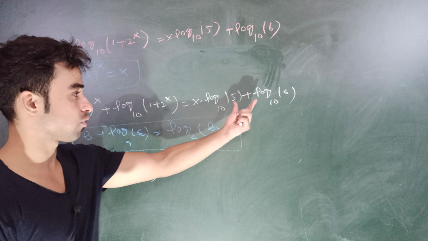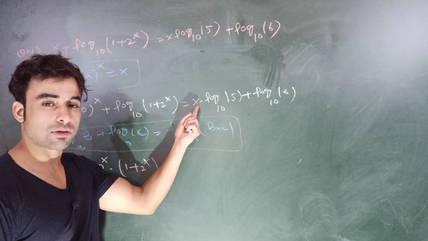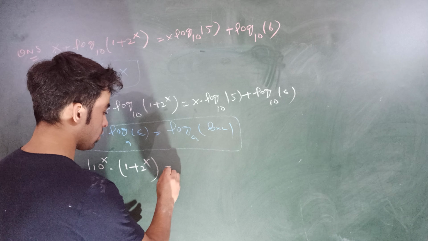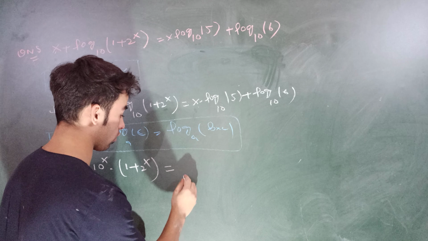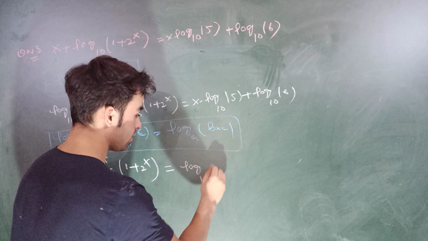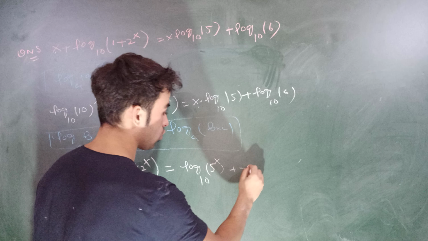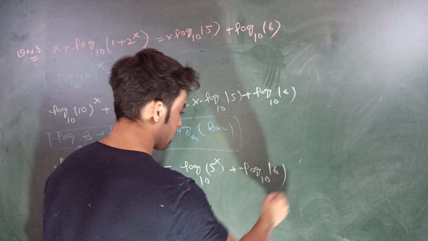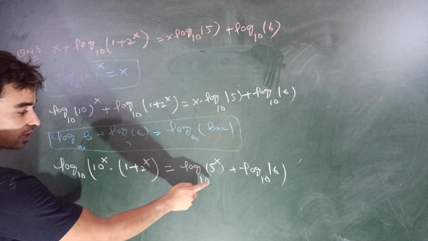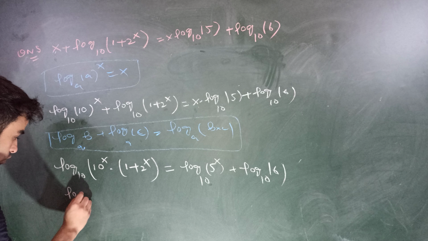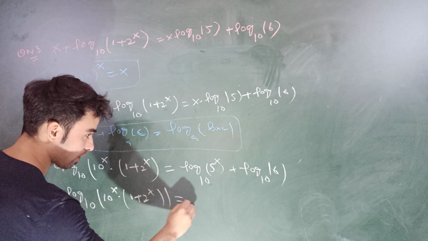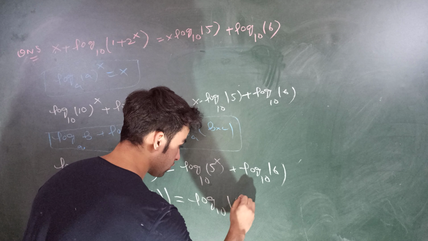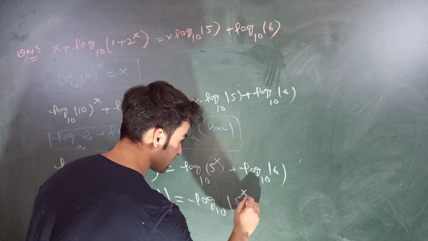Similarly I can sum these two things up, but I want to take care of this x first. I know if there's a multiple in front of a log, as it is here, I can put it in the power of the log. So I can write the right side as log base 10 of 5 to the power of x plus log base 10 of 6. Now again using the same property on the right side, the left side stays as it is, log base 10 of 10 to the power of x multiplied by 1 plus 2 to the power of x, and on the right I'll be left with log base 10 of 5 to the power of x multiplied by 6. Applying the same property that I applied initially on the left side.